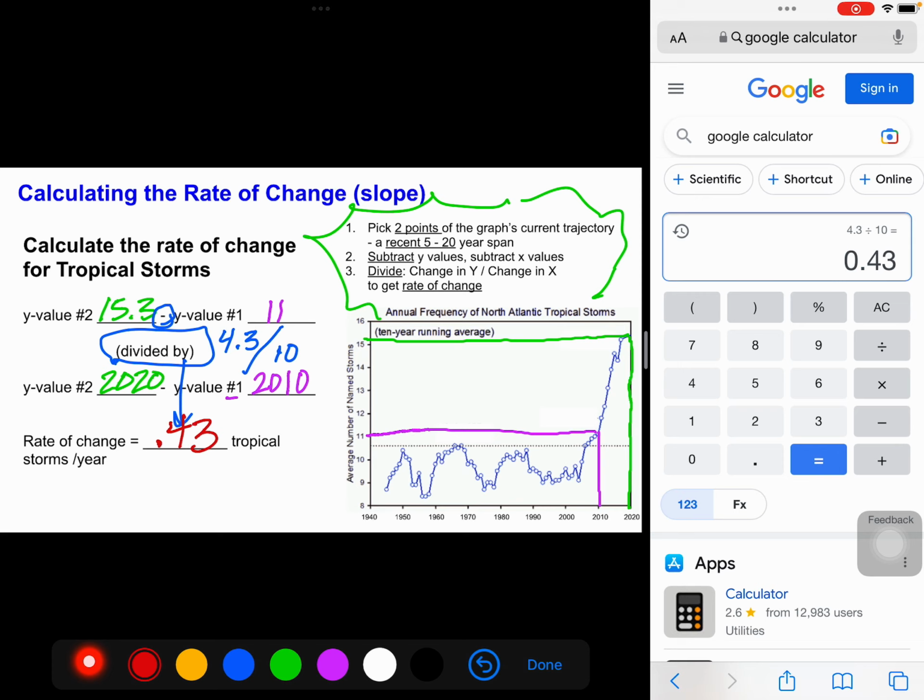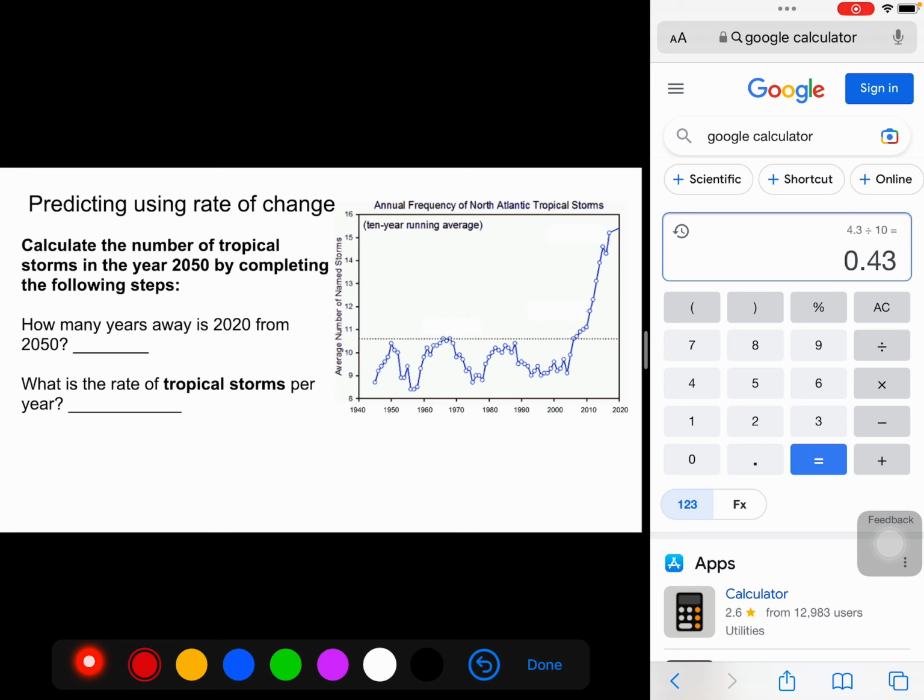So what does that mean? That means that every year there's about 0.43 tropical storms per year. Again, that's an average, right? I can't really have 0.4 of a tropical storm, okay? But on average, it's going up half or so of a tropical storm per year to get me where I'm at. So that's my rate of change. So I need to use that moving forward. So my rate of change for tropical storms is 0.43.